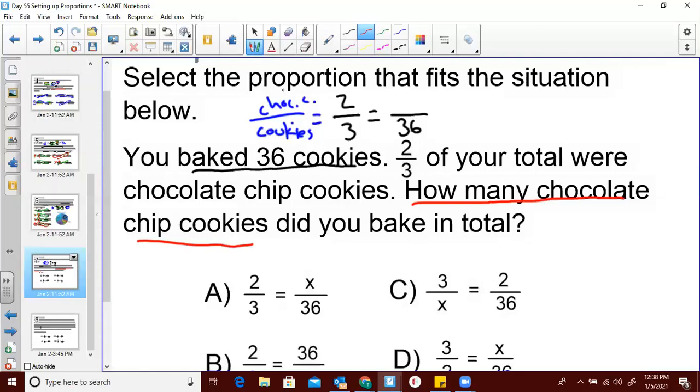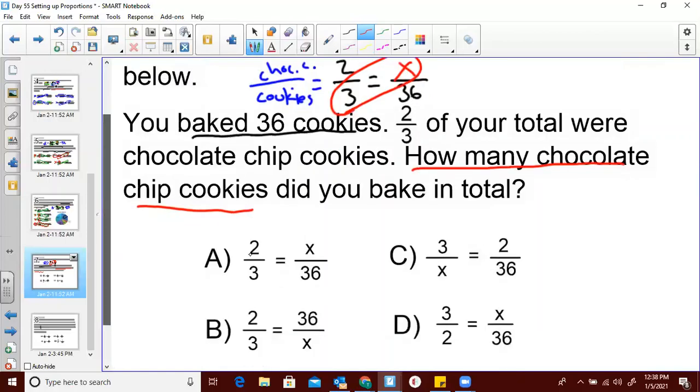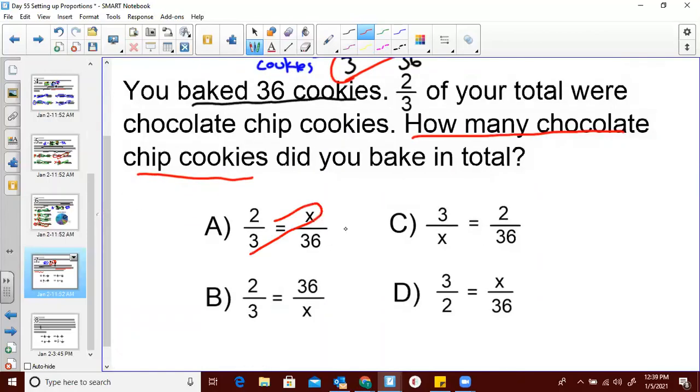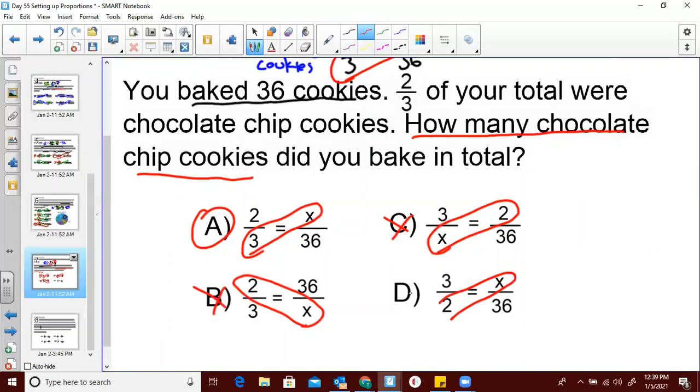Well, if you set it up with chocolate chip cookies on the top, then you'll know that your variable is gonna go in the numerator. And we just find out where X's friend is. And you will notice right away that A is your correct answer. But because we're good students, we will check all of them, and you'll notice that the rest of them are incorrect.